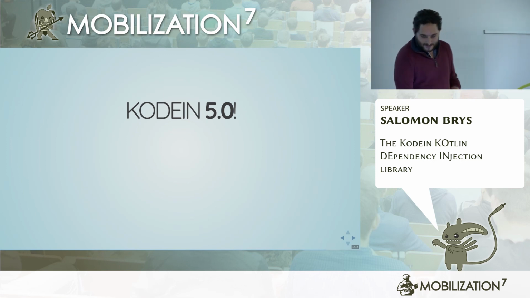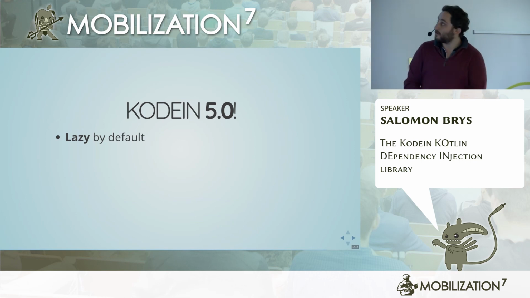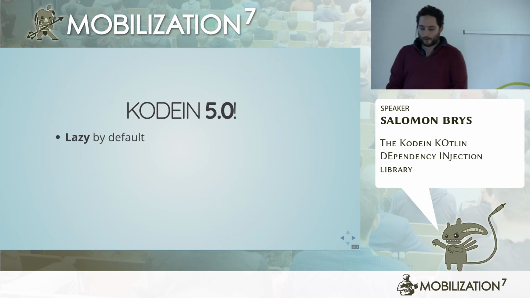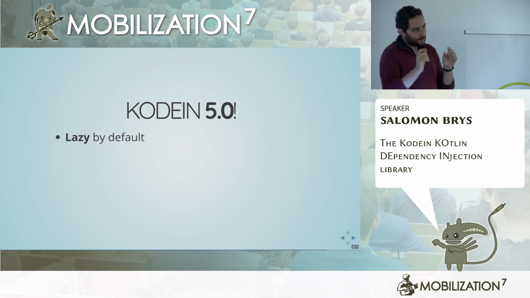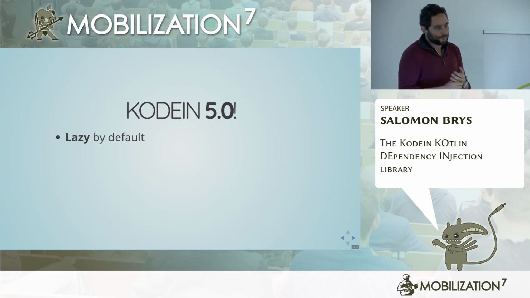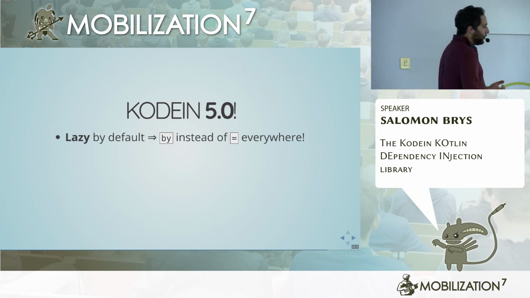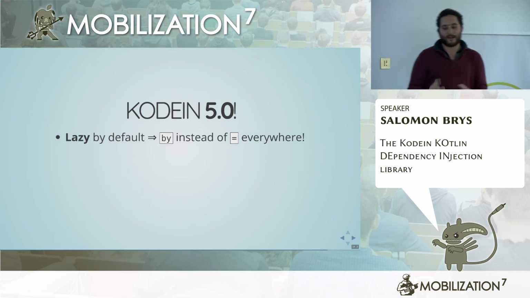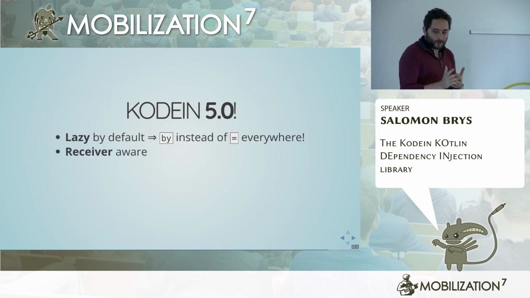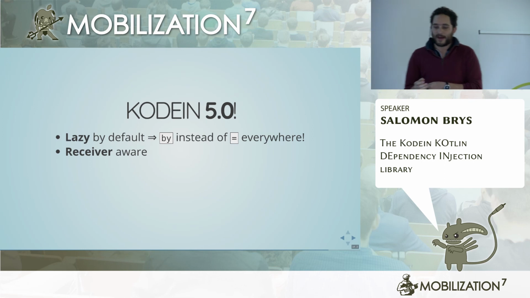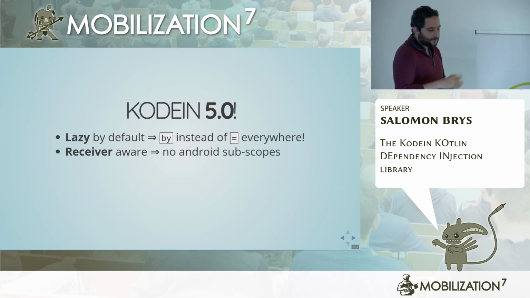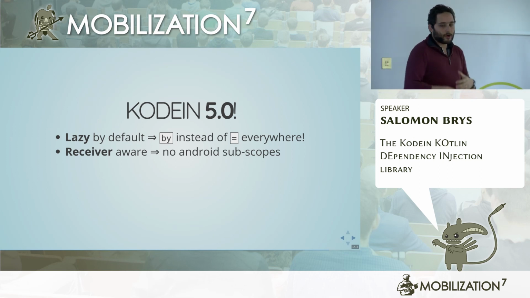As you've understood, it's lazy by default, which means that you won't have to do lazy stuff. It will do it for you, and you won't have to know if you have to use equals or by depending on the context. You will use by every time. It's receiver aware, which means that you don't have to do subscoping. Most of the time subscoping will be automatic because it has a notion of the receiver.